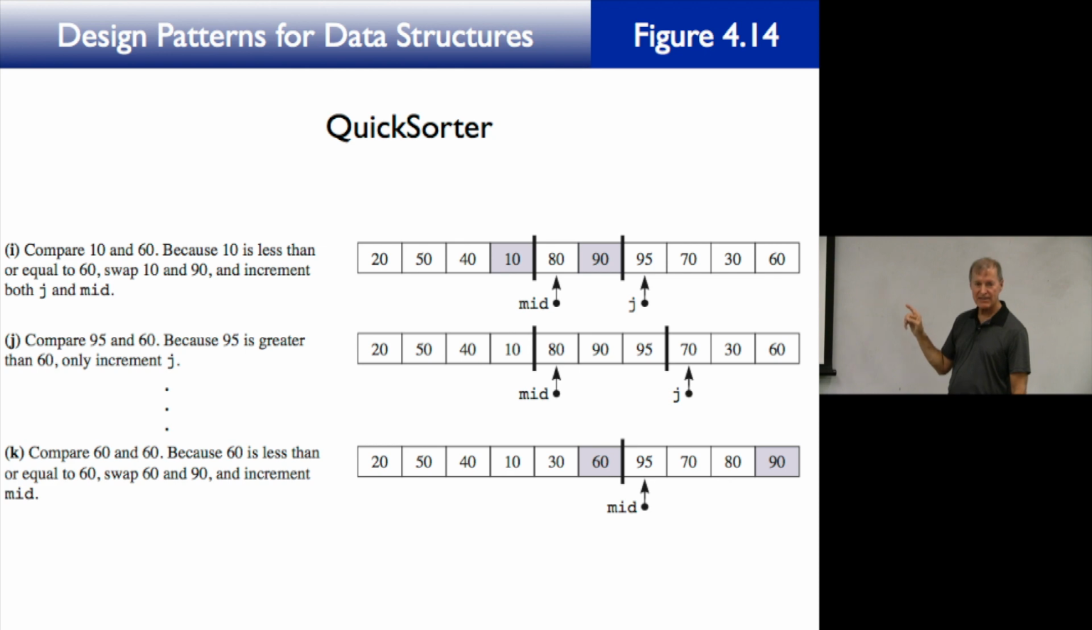And is 60 less than or equal to 60? Yes. So what will happen on the last comparison? It will always swap. Are you with me on that? So when it finally gets to the end, it will swap 60 with mid, because 60 is less than or equal to 60, and then it will increase mid. Does everybody see that? And so in the end, the mid has been set, and all the ones on the left are less than or equal to all the ones on the right of mid.